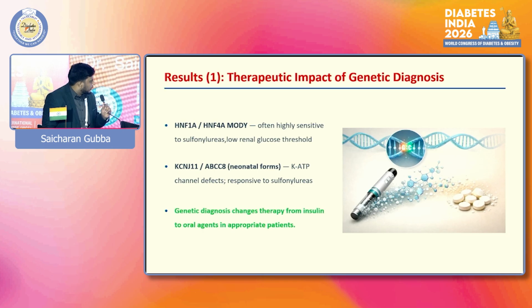The other subset was KCNJ11 or ABCC8 neonatal forms, where there are KATP channel defects, and they are also responsive to sulfonylureas. So genetic diagnosis changes therapy from insulin to oral agents in appropriate patients, with improved quality of life.